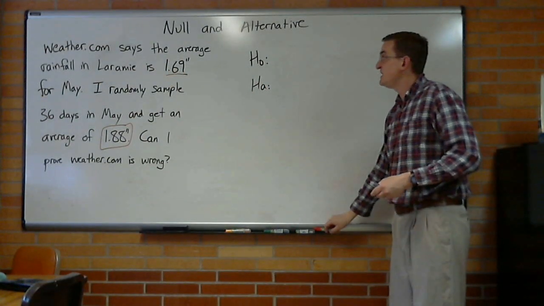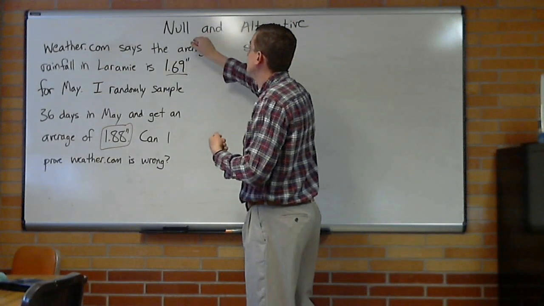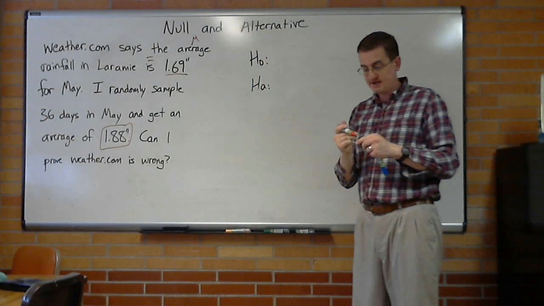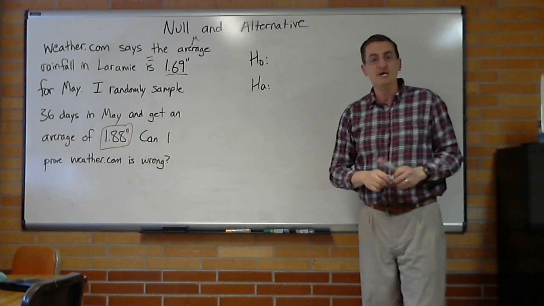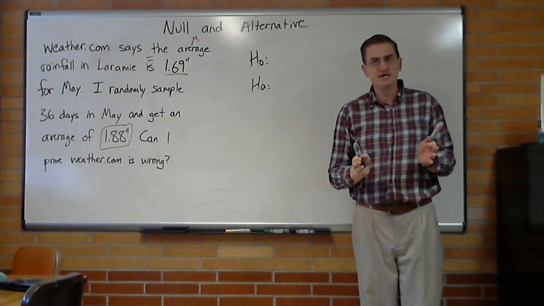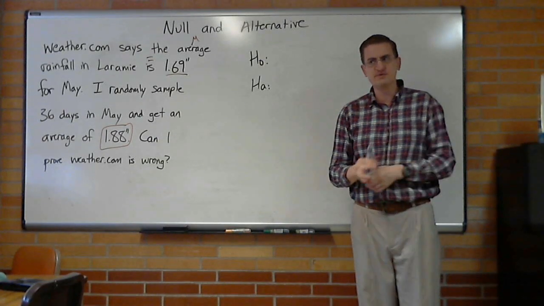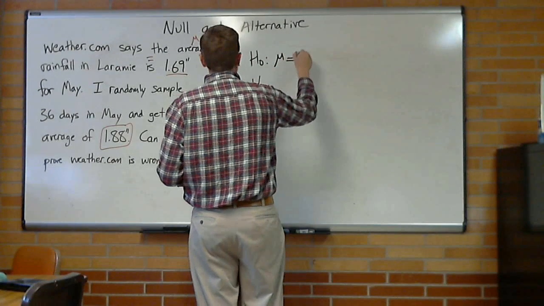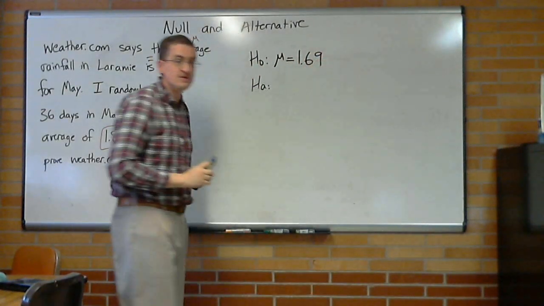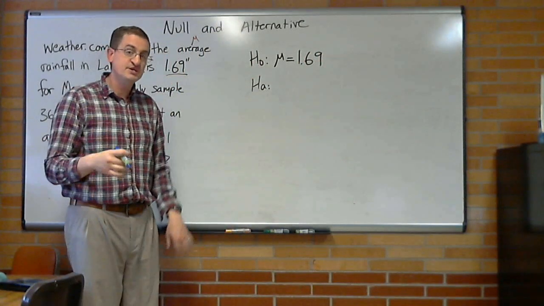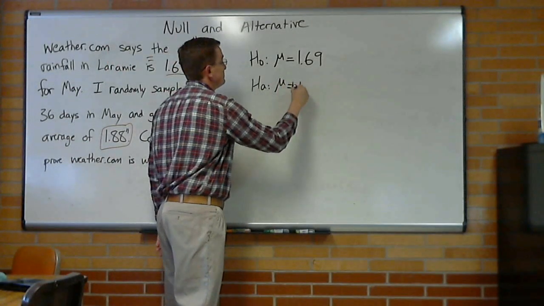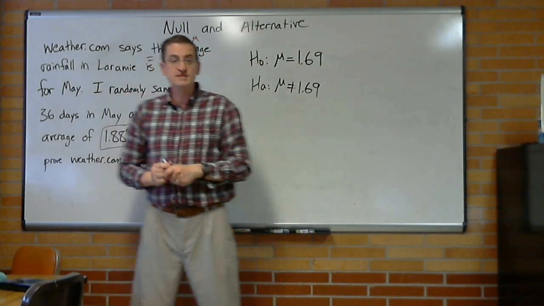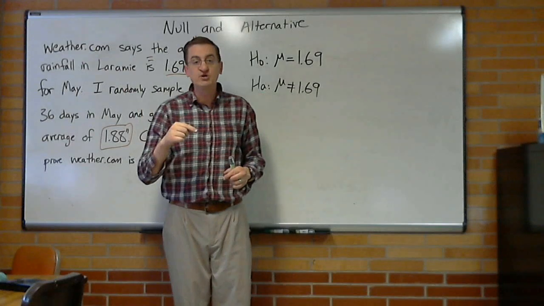So what does it say? It says the average, that's mu, equals 1.69. So mu equals 1.69. Does that have an equals in it? Yes, in fact, that's exactly what it does have, is only an equals. So that means it's a null hypothesis. Mu equals 1.69. Now that I have the null, I can do the alternative easy. Mu does not equal 1.69. Do not fall into the trap of thinking that whatever the question says is the null hypothesis.